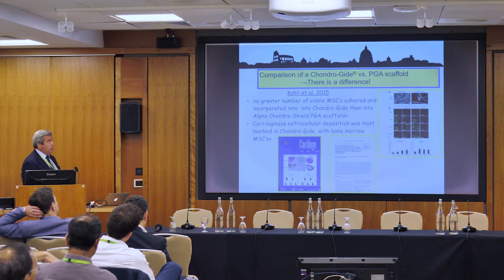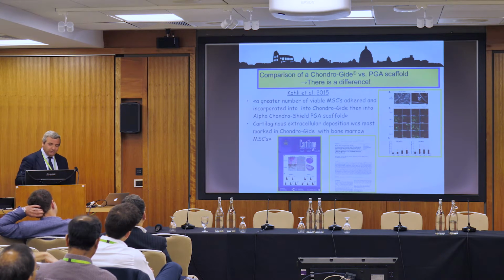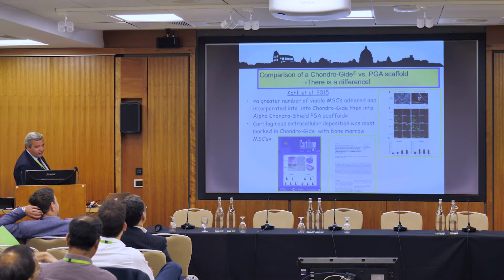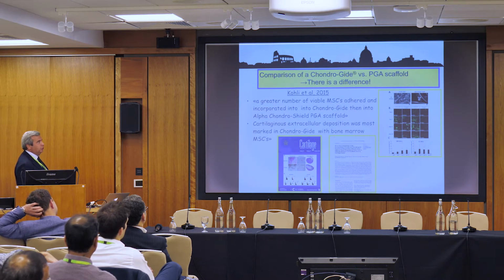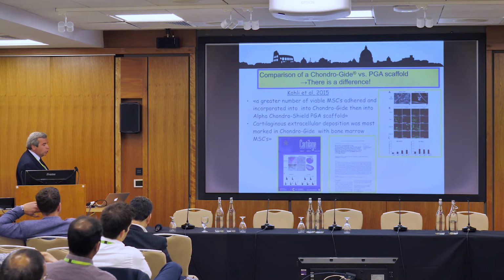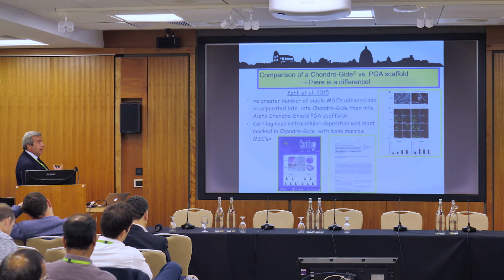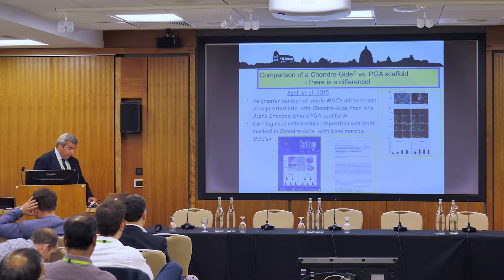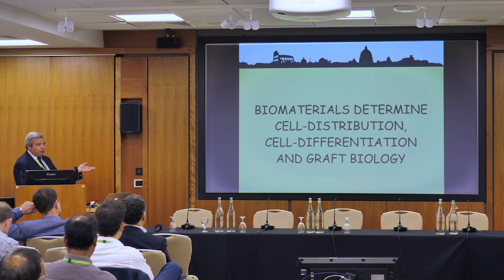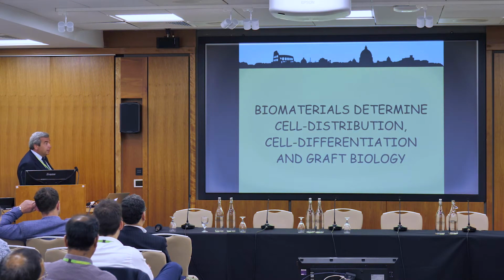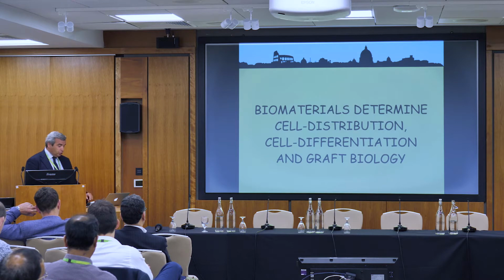And there's been also another paper from the group of Coley in 2015. Well, they demonstrated that a greater number of viable MSCs were adherent and incorporated into the Chondro-Gide, and also that the cartilaginous extracellular deposition was most marked in Chondro-Gide than with bone marrow MSCs. So, biomaterials are important and determine cell distribution, cell differentiation, and also graft biology.